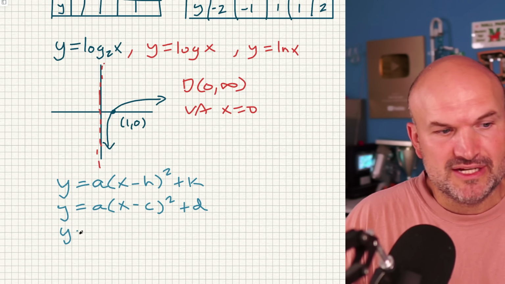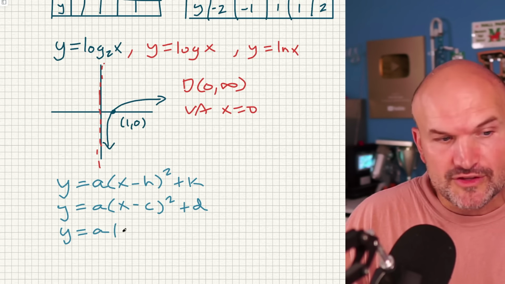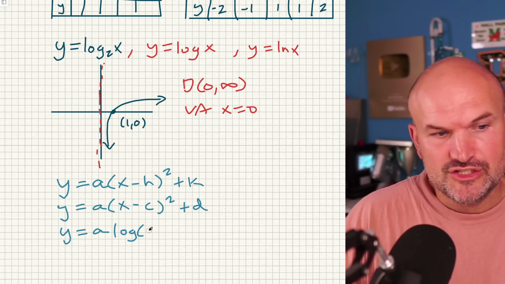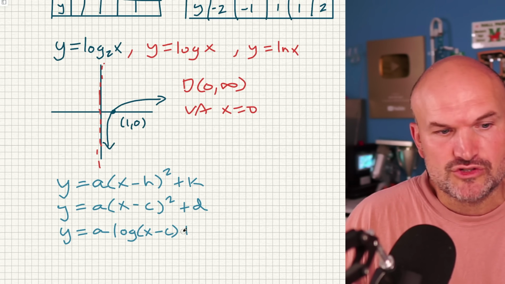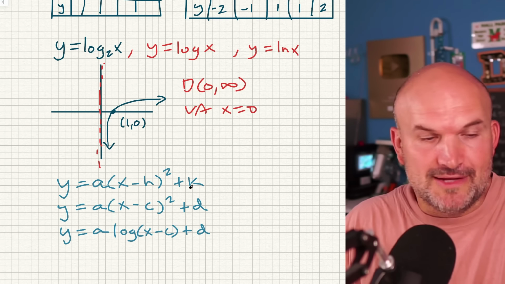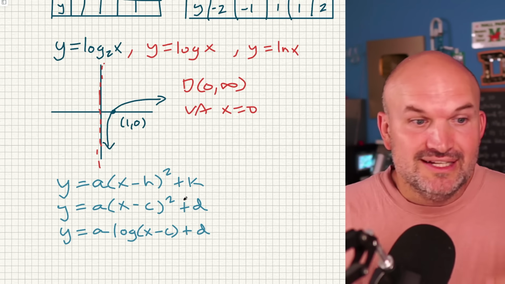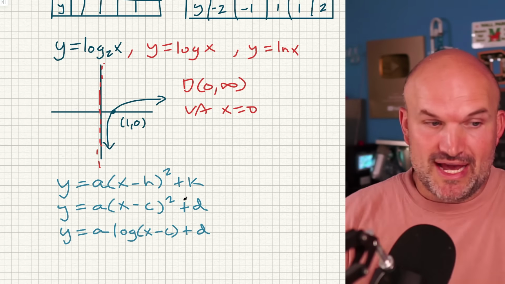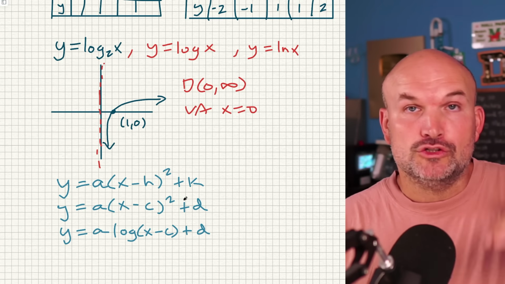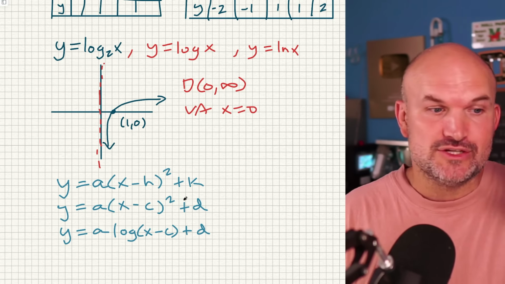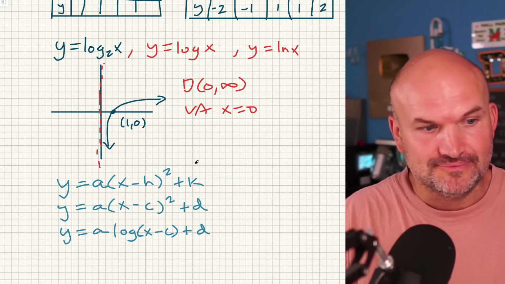The reason why is because when we talk about transformations with other functions, we often like to use our x and c to represent those transformations. But just like with h and k, they represent the exact same thing. c is going to be a horizontal shifter left or right. d is going to be that vertical shift up or down. And a is going to be that vertical stretch or compression, as well as a reflection about the x-axis.